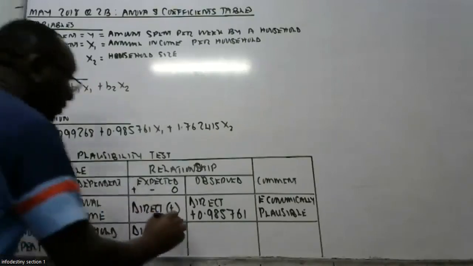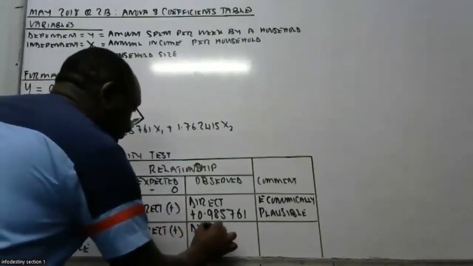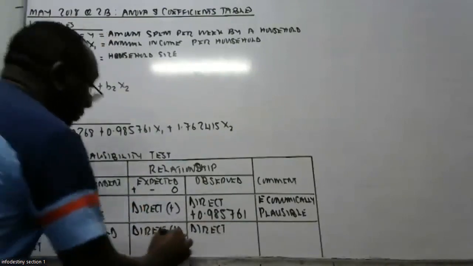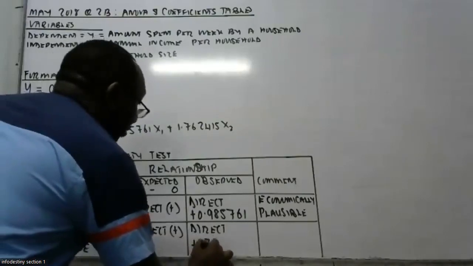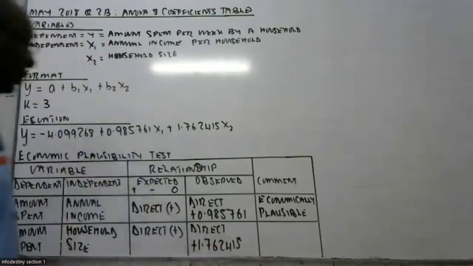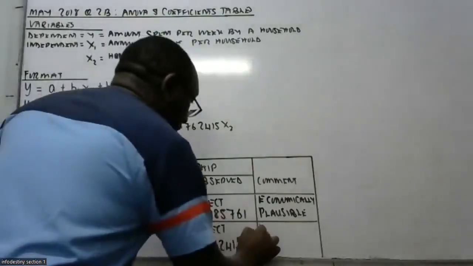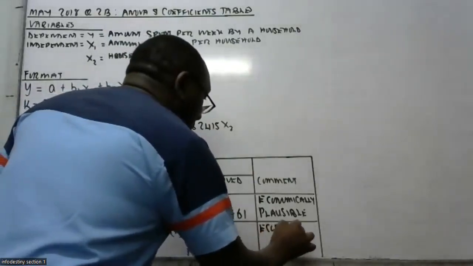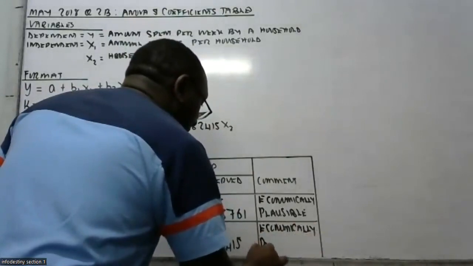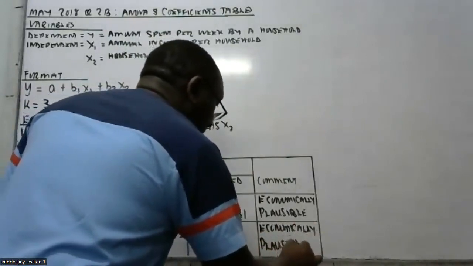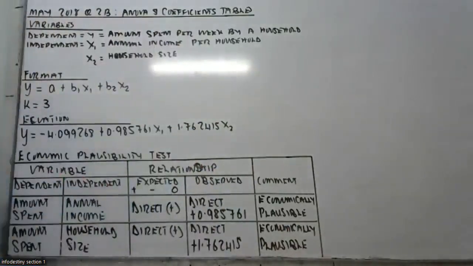And what have we observed? We have also observed a direct, which is positive 1.762415. So the conclusion is that it is economically plausible. So that is what we call the economic plausibility test.